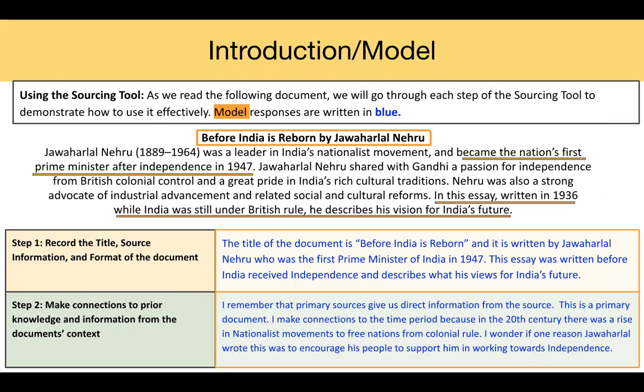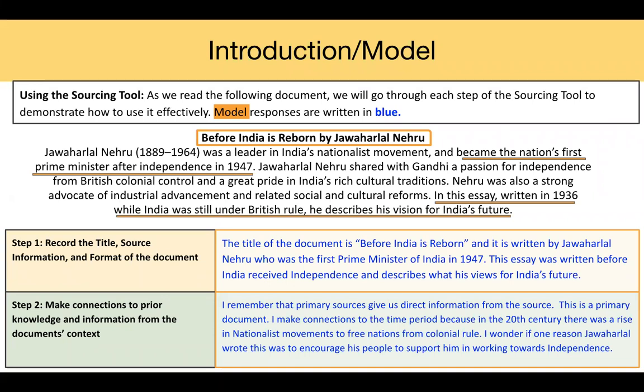And I also think this is a great place to put questions. I also wonder if one of the reasons that this is written is to encourage Indian peoples to support the drive towards independence. I'd put all of that there in step two. Write everything in there, your questions, anything you remember, your connections, so that it'll help you understand the text more.